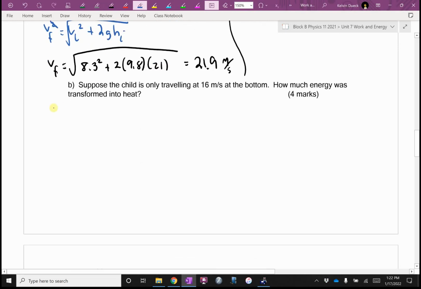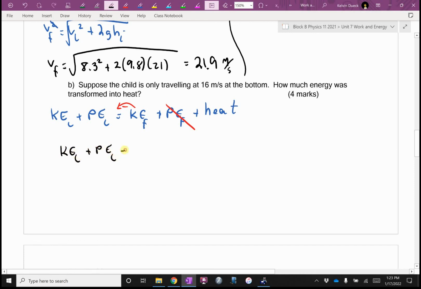Now it's going to be kinetic initial plus potential initial equals kinetic final plus potential final plus heat. I can still say potential final is 0. I want to get the heat by itself. I think I will minus the kinetic energy over. I'll get this. Kinetic energy initial plus potential energy initial minus kinetic energy final.